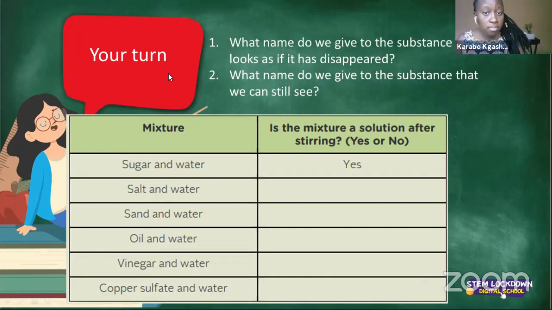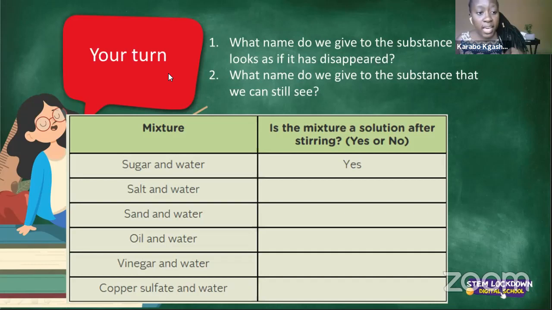Salt and water, it would also be a solution. All right. What about sand and water? Do you think sand can dissolve in water? Would sand and water be a solution? Yes or no? All right, sand and water would obviously be a mixture. So no, of course, it would not be a solution. What about oil and water? Oil and water? Nope, that is not a solution.